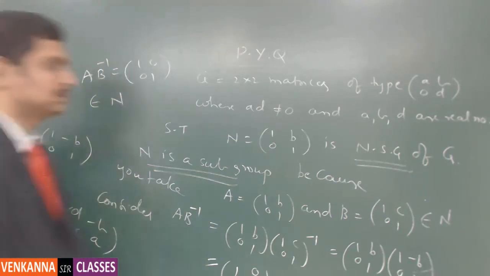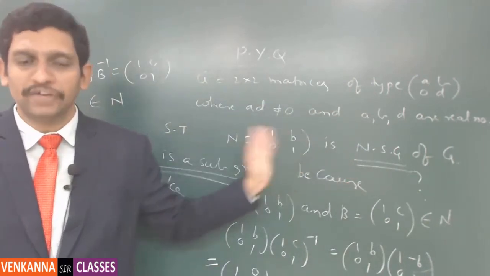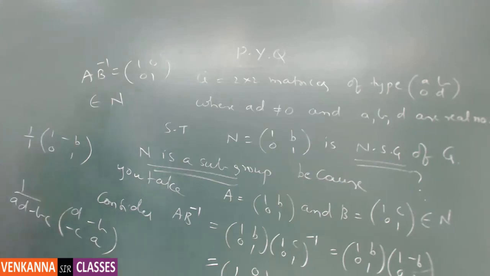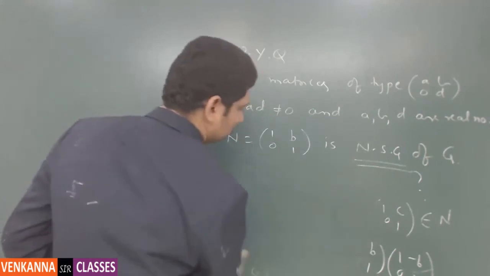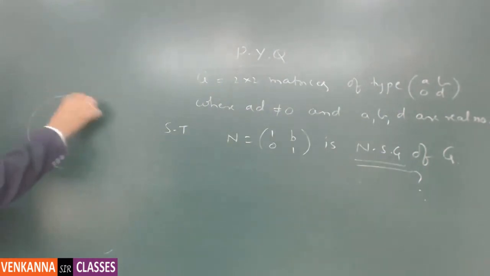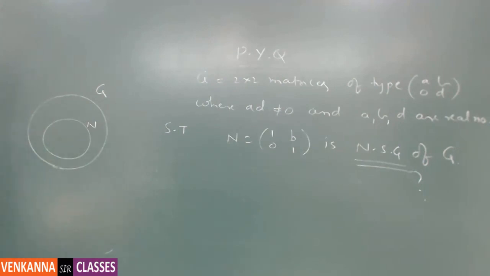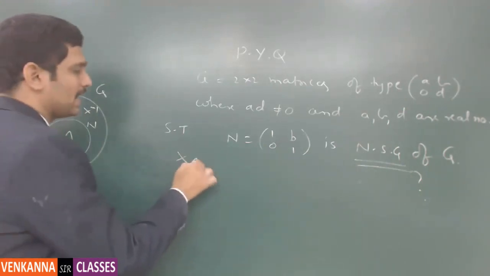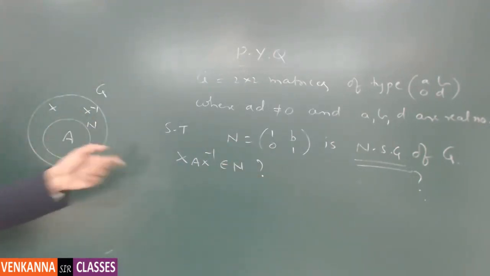Now we prove whether it is a normal subgroup or not, that we need to verify here. Let us verify this, right? So this is the pattern of a normal subgroup. You have taken G here and N here. So you are taking X inverse A, the pattern you have to consider. So X A X inverse belongs to N or not? That we have to calculate here.